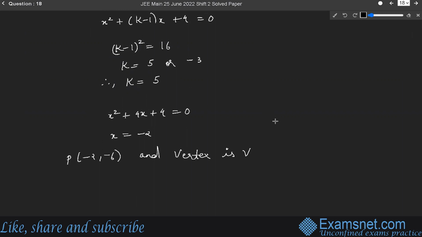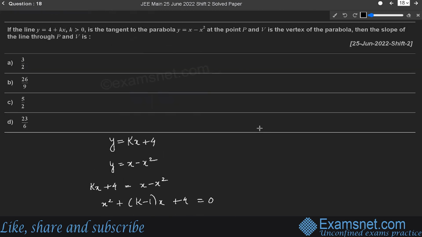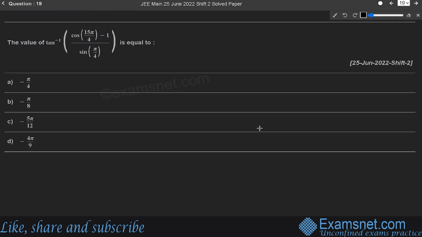V. So V will be 1 upon 2 and 1 upon 4. So we have to calculate the slope. So slope for PV will be equal to 1 by 4 plus 6 divided by 1 by 2 plus 2. So it will be equal to 5 by 2. Hence, we can say that the correct option for this question is option number C, which is 5 upon 2. Moving on to next question.